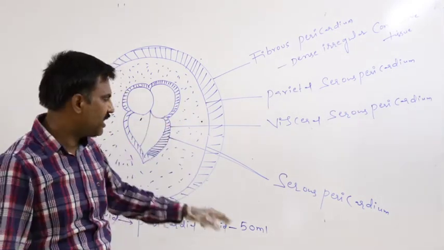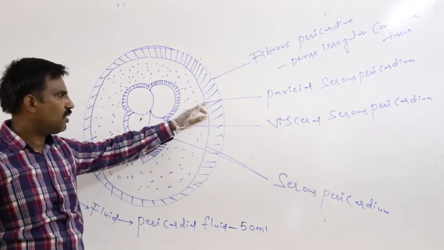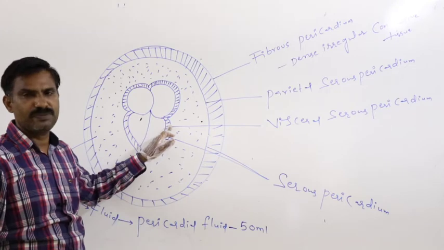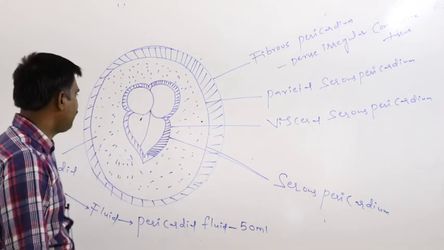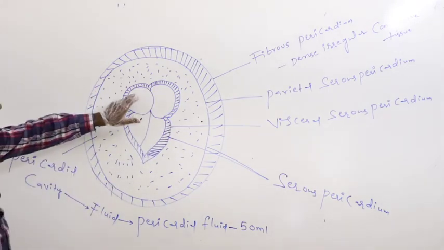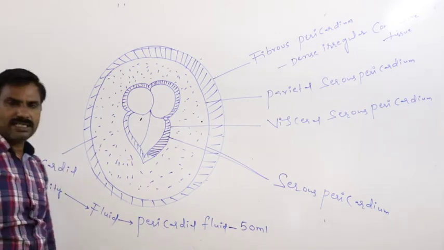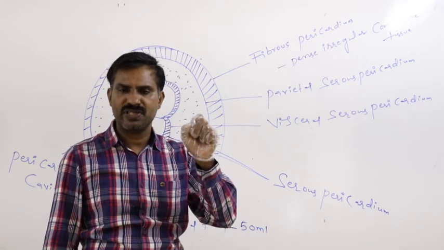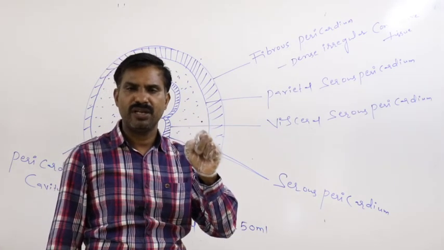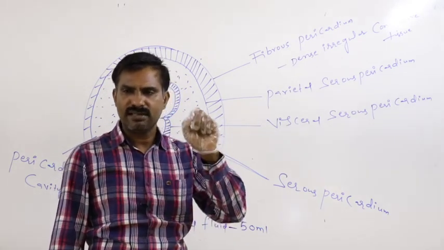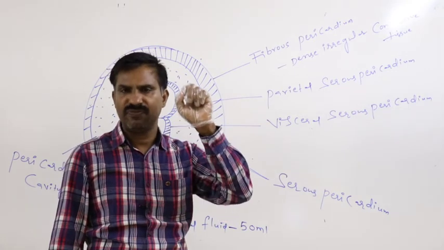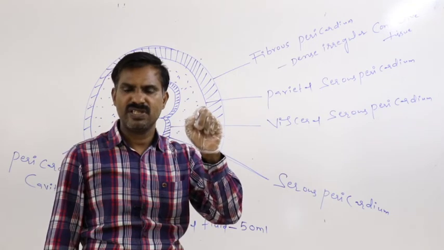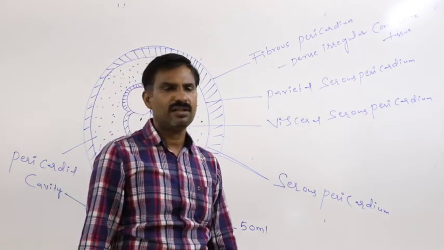Again, in the serous pericardium, two layers are present. The outer layer is the parietal serous pericardium, the inner layer is the visceral serous pericardium. Again, in the case of the heart wall, what are the layers which are present in a sequence from outer to inner? How many layers appear in a sequence in the transverse section of the heart wall from outer to inner?